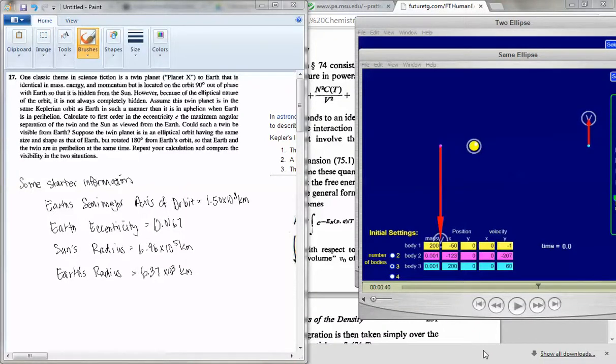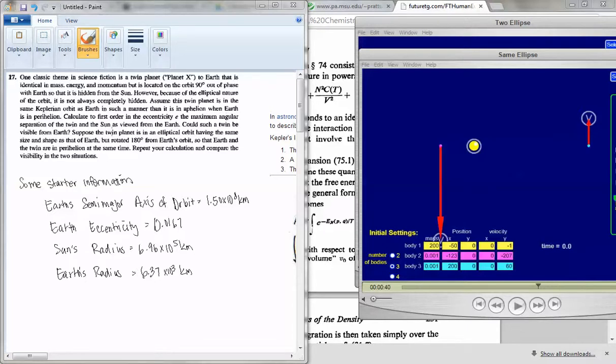So, here's the problem. One classic theme of science fiction is a twin planet, Planet X, to Earth. It's a twin planet to Earth that is identical in mass, energy, and momentum, and is located at an orbit 90 degrees out of phase, so that it is hidden from the Earth by the sun. However, because of the elliptical nature of the orbit, it is not always completely hidden. Assume that the twin planet is in the same Keplerian orbit as Earth, in the same manner that it is at aphelion when Earth is at perihelion.